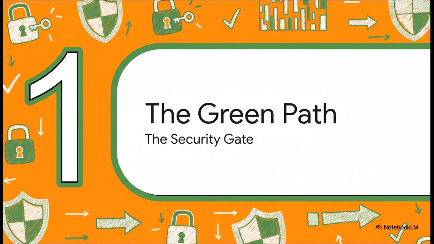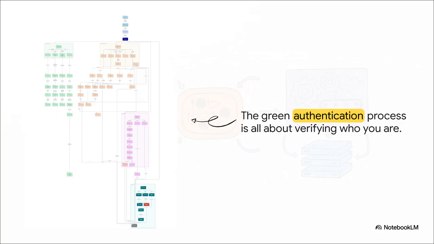Well, every good system needs a front door, right? A place to check your ID. And that's exactly where we're going to start our journey, with the green path, which is basically the system's security gate. See this section right here, the one highlighted in green? This is the authentication process, and it is so important. Before you can do anything else, the system has to be absolutely sure you are who you say you are. It's the first and most critical step because it protects everything that comes after.